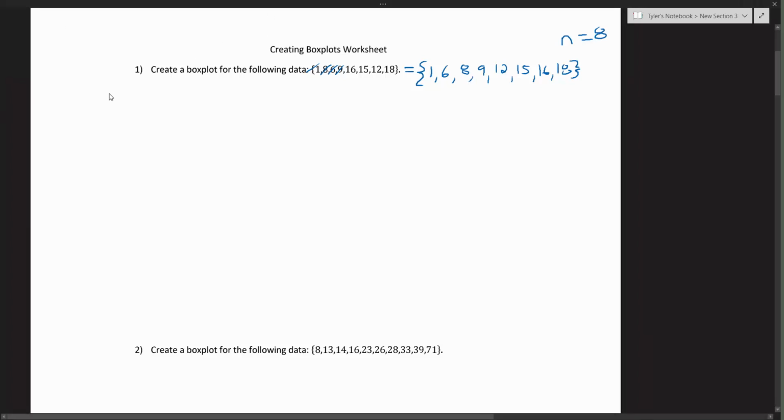We need to find the 5-number summary, right? So that's the minimum, quartile 1, the median, Q3, and the maximum. All right, so remember, these are referred to as the 5-number summary.